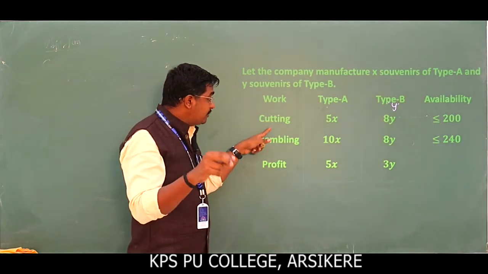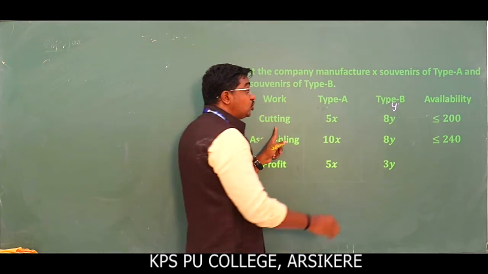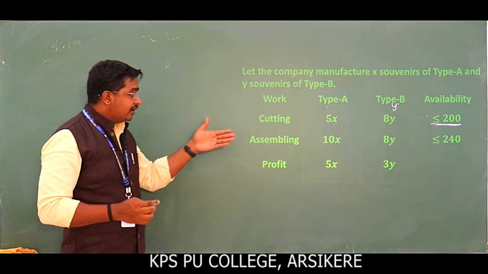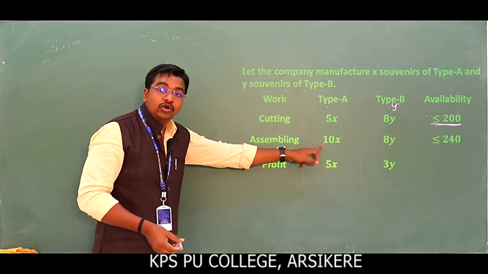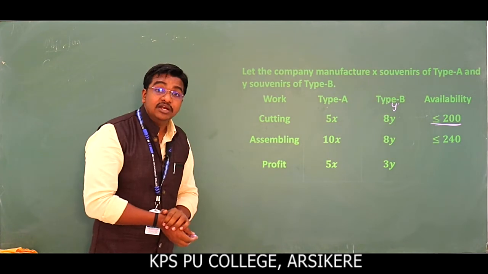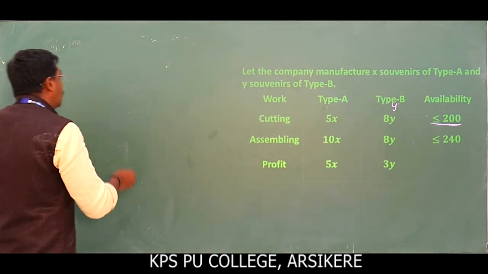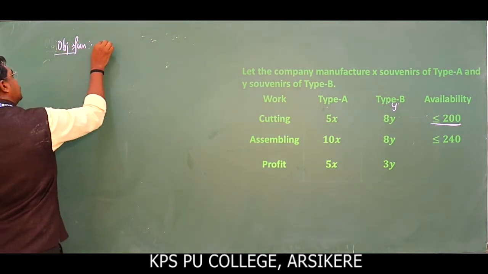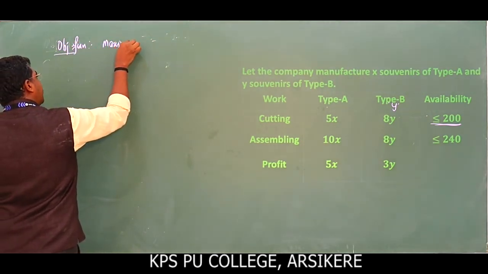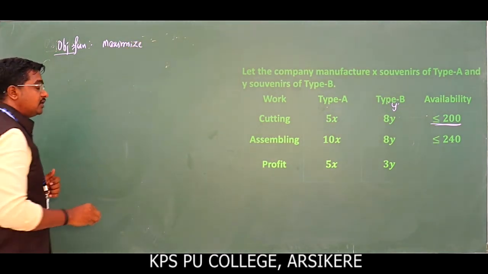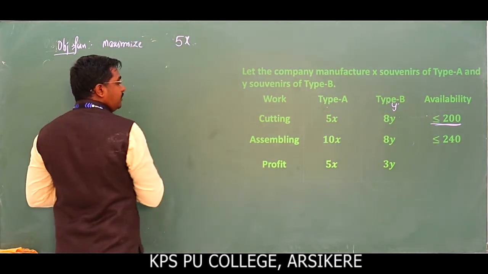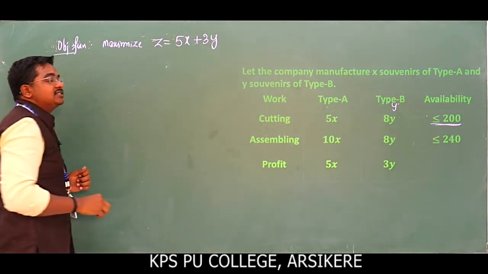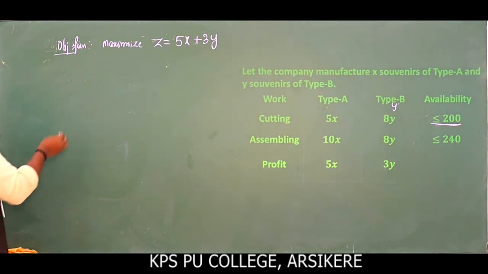The total time for cutting cannot exceed 200 minutes, so less than or equal to 200. For assembling, less than or equal to 240, meaning it cannot exceed 240 minutes. Now convert to mathematical form. What is our objective function? Maximize the profit. The profit from type A is 5x plus 3y from type B, that becomes Z. Maximize Z equal to 5x plus 3y subject to the constraints.